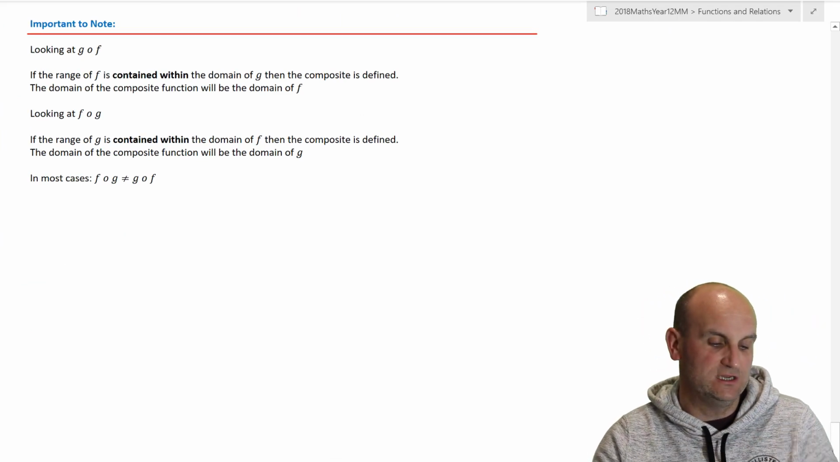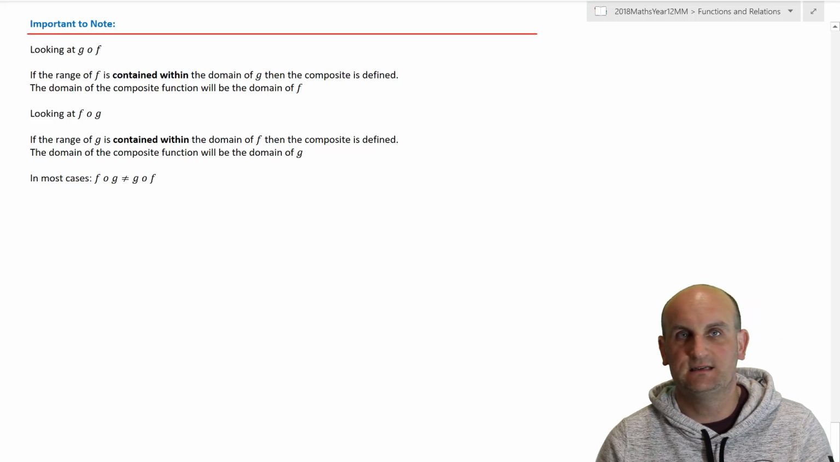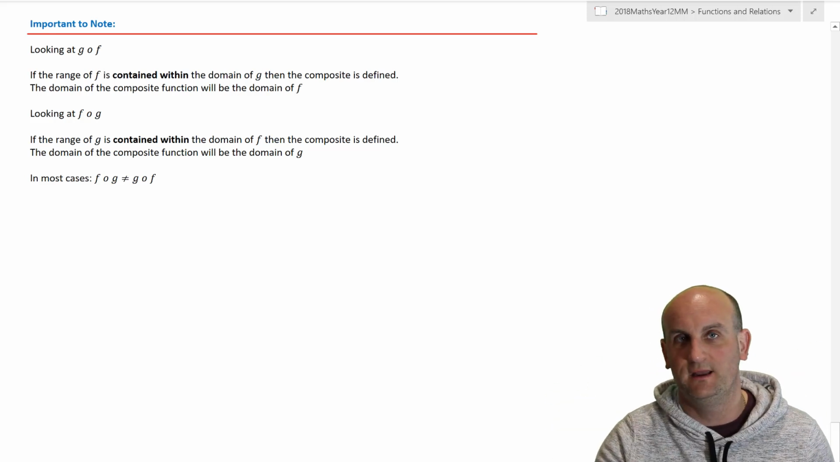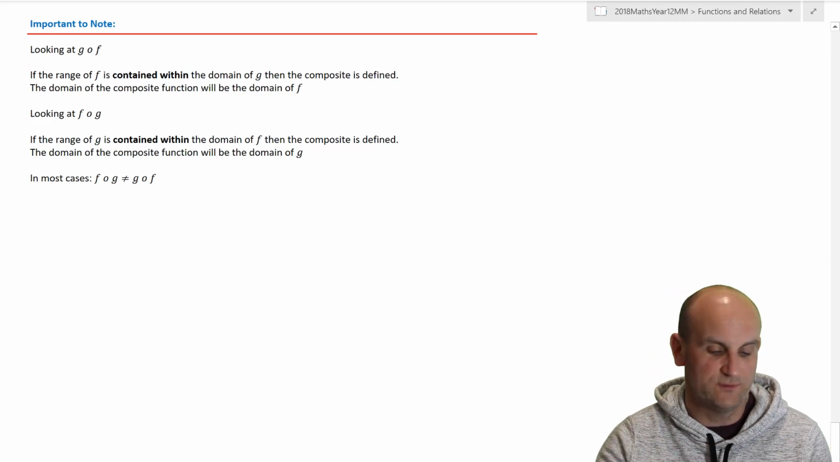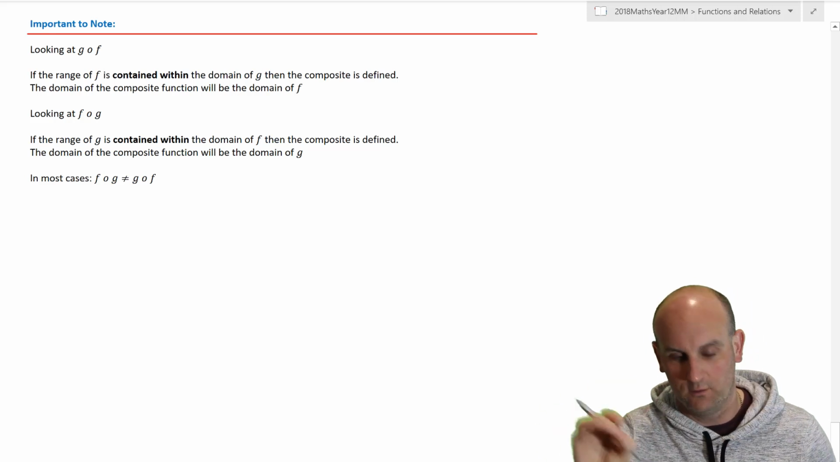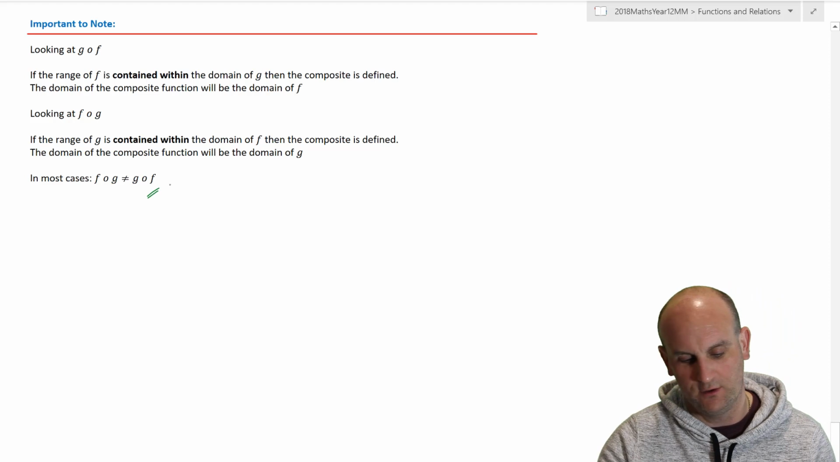Ladies and gentlemen, I am nearing the end of this lesson, I promise you. If you are looking at g of f, you've got to make sure the range of f is contained within the domain of g. Whatever comes out of f wholly fits into the domain of g, or it's not defined. We can't have any dodgy values come out. Likewise, if we're looking at f of g, make sure that the range of g fits wholly into the domain of f. And as I say, in most cases, f of g does not equal g of f.